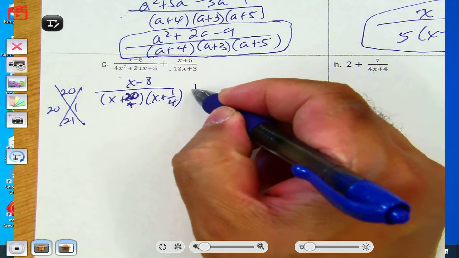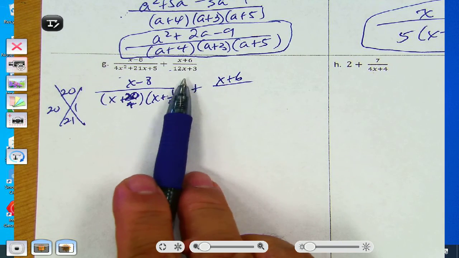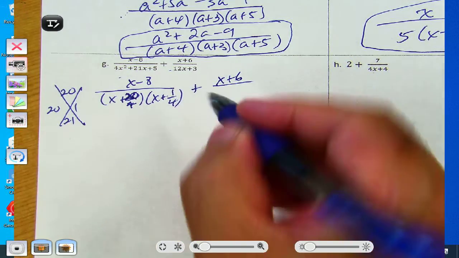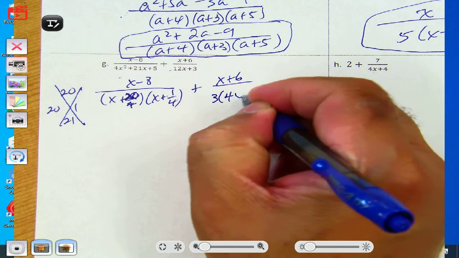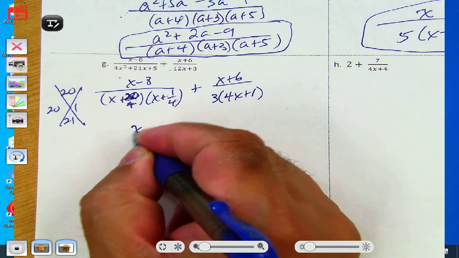Okay. I'm going to go ahead and factor the second one. There's a common factor in 12x plus 3. What's the common factor between 12 and 3? That's right, 3. So that's going to be 4x plus 1.